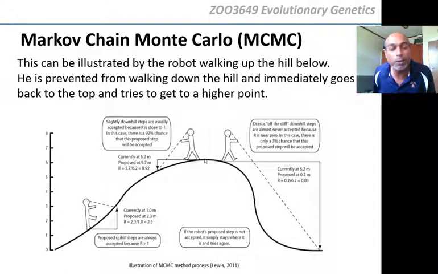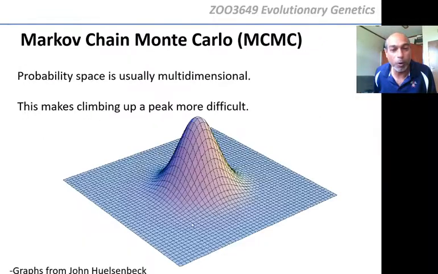Here's the maximum likelihood, right? He's found the tree with the highest likelihood. If he takes a step this way, the likelihood is going down. So what does he do? He stays at the top. If he takes a step in this direction, the likelihood goes down. So he stays where he is. So in that way, he can always find the top of the peak and stay at the top of the peak. And this is basically what a Markov chain is all about.